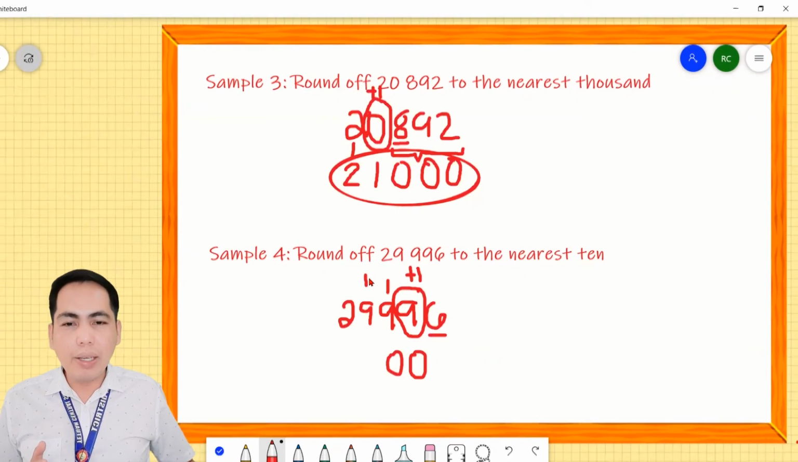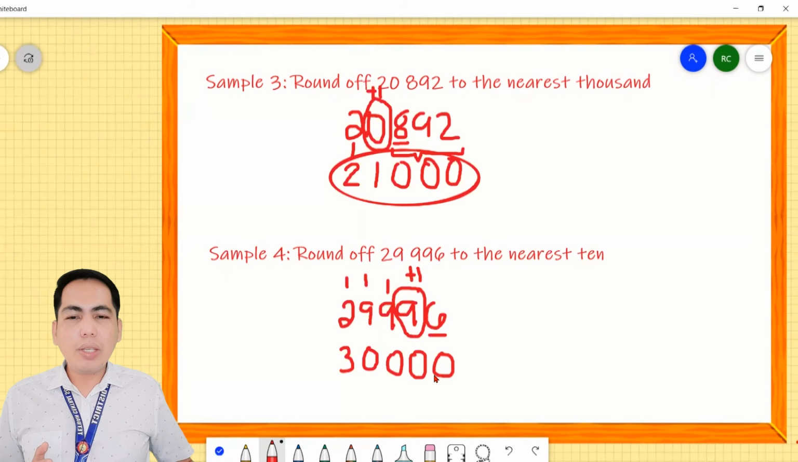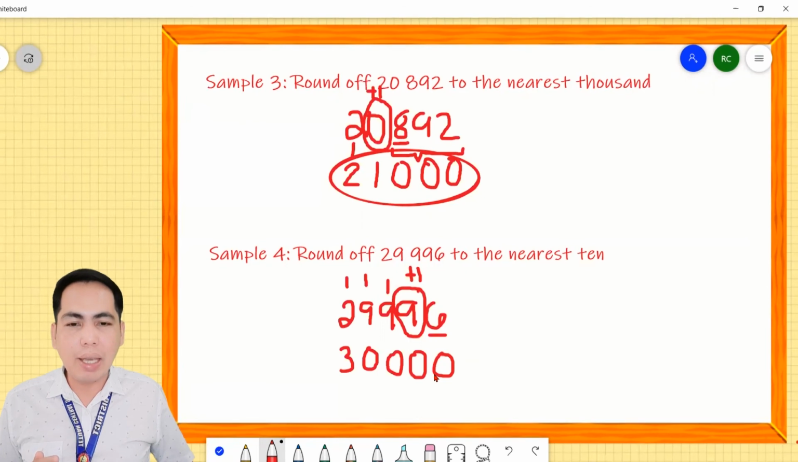9 plus 1 is 10. Again, we will not be writing here the 10. Instead, we will be writing here the 0 and regroup 1. Again, 2 plus 1 will give us 3. And then this 6 will be replaced by a 0. So you have 0 here. So when 29,996 is rounded off to the nearest 10, it will give us 30,000.